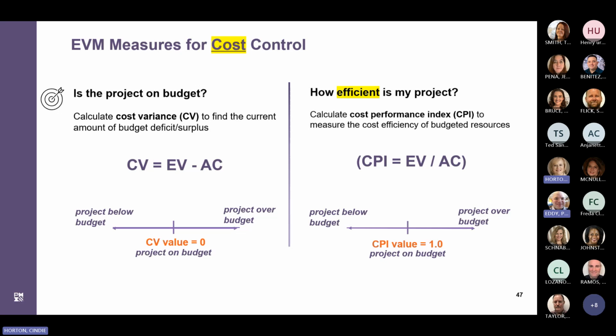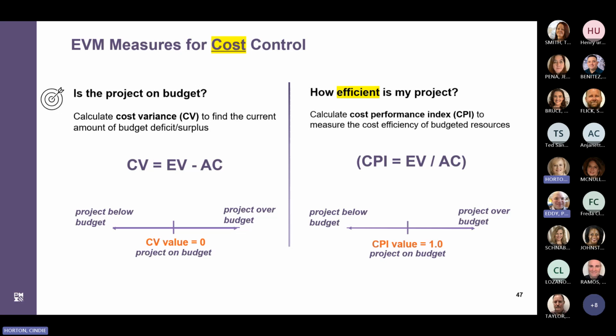Your cost performance index, again, is a measure of cost efficiency of your budgeted resources, and it is expressed as a ratio of EV over AC. So a CPI that's greater than 1.0 indicates that your project is under budget. Equal to 1 means that the project is on budget, and if you're falling less than 1, it indicates that your project is over budget.